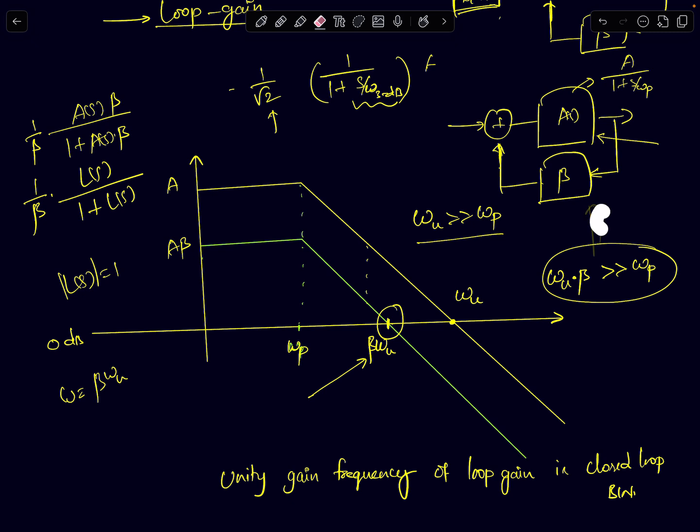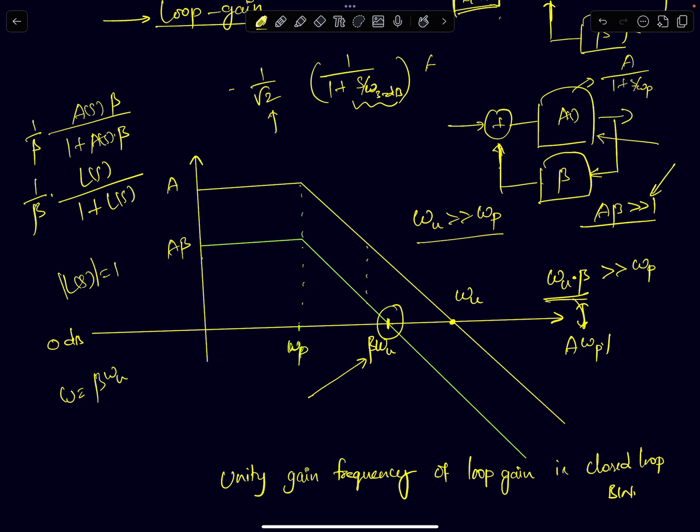Remember, what did we say? We said that if you want, I can have a very small beta. So when I multiply it with A, it should still be much greater than 1. Only then you get the benefits of negative feedback. A beta has to be much greater than 1. So if you guys recall, what is omega u? Omega u is simply A times omega p times beta. So this is simply A beta times omega p. Therefore, this will be obviously greater than omega p.